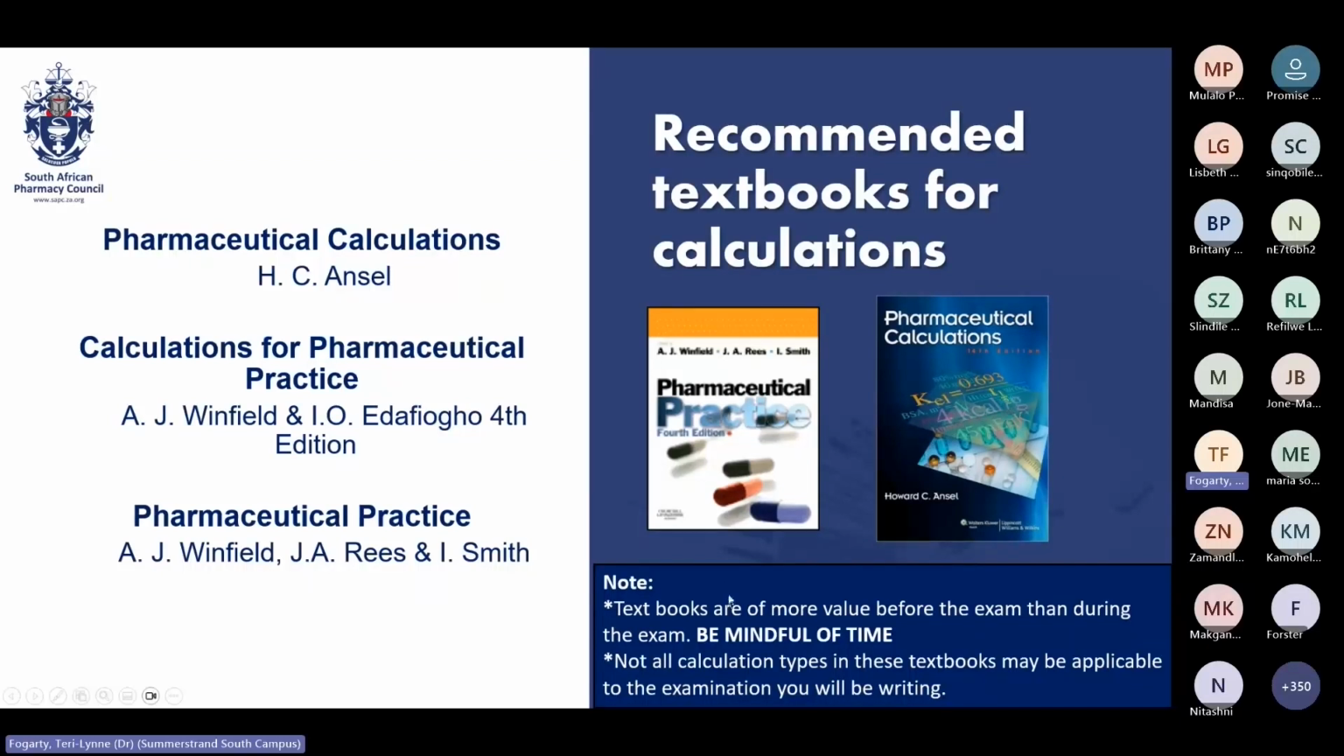Again, here's another reminder: textbooks are of more value before the exam than during the exam. If you spend so much time looking up an answer in the textbook, you're going to run out of time towards the end of your exam. That's why I'm emphasizing again that an open book exam doesn't make it easier. In fact, sometimes it makes it more difficult because people don't prepare enough, and then they spend too much time trying to look up the information.